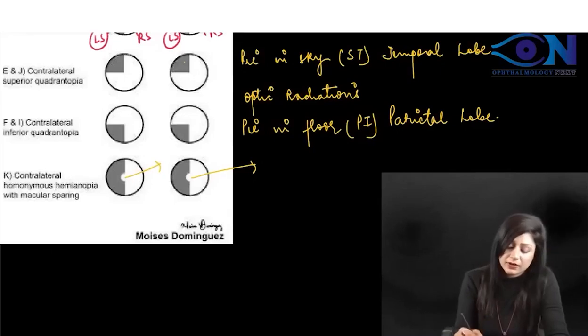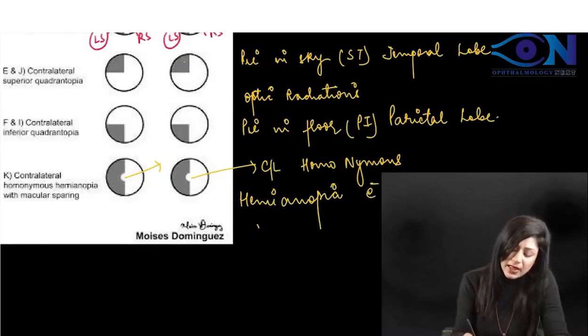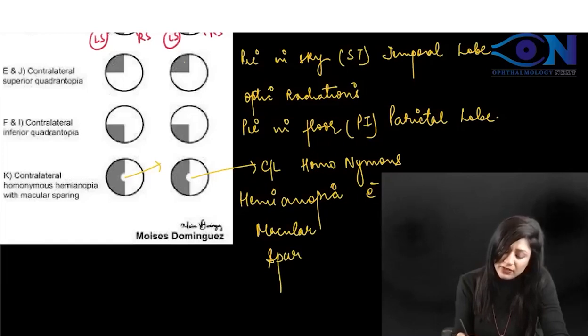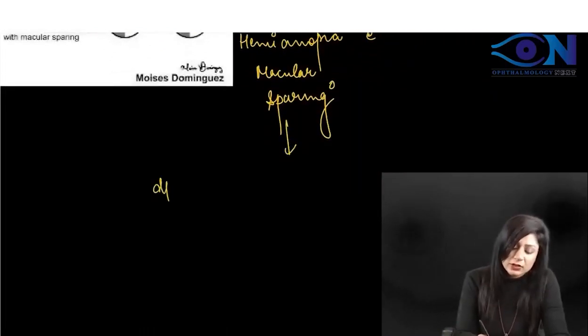So this is your contralateral homonymous hemianopia along with macular sparing. Very, very important. Now, why do we have this macular sparing? Macular sparing is actually due to the double blood supply.